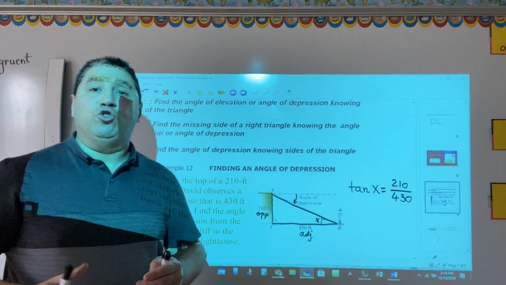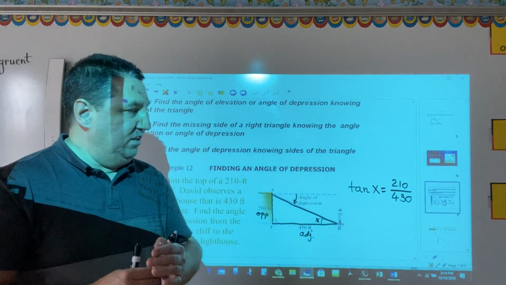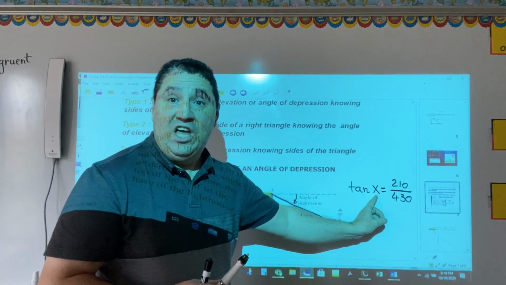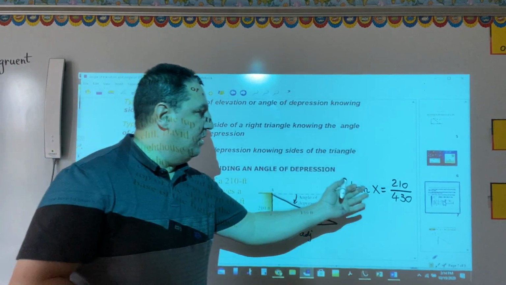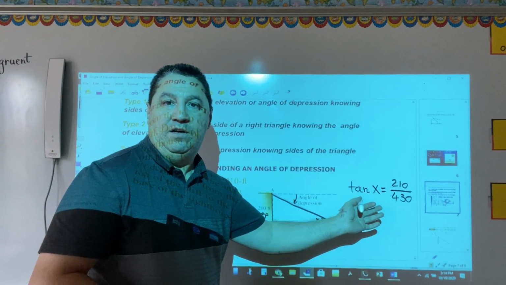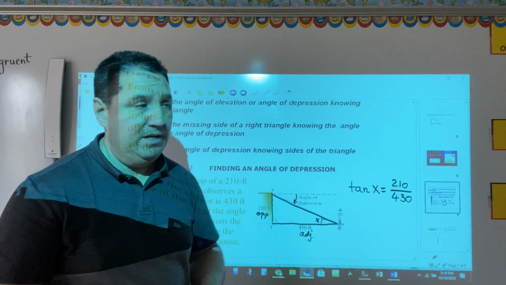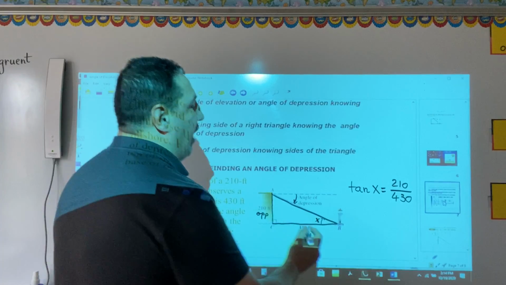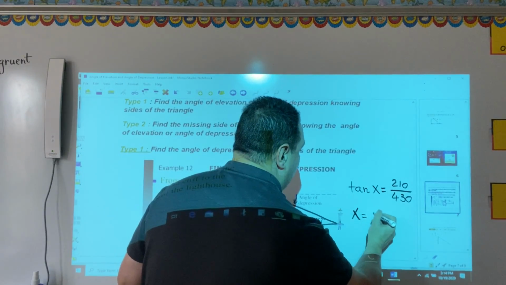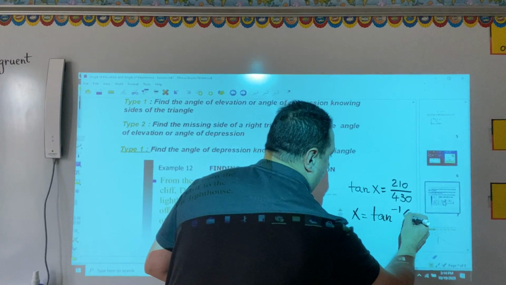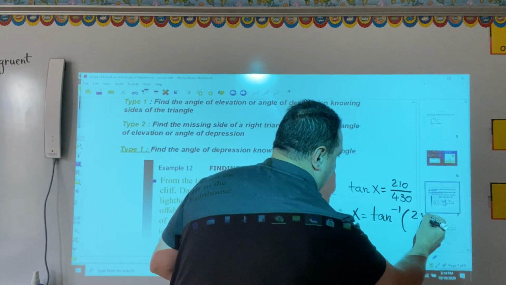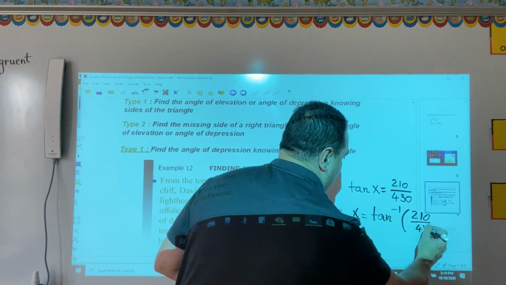But as we know from a previous lesson, to find the angle we have to use the inverse trigonometric tangent ratio, right? So we're going to have x equals inverse tangent applied to the ratio of 210 and 430.